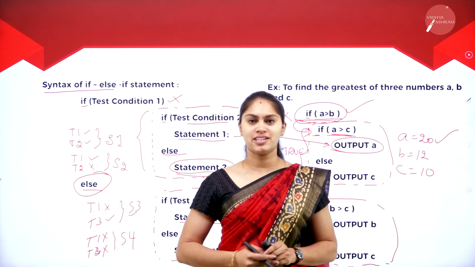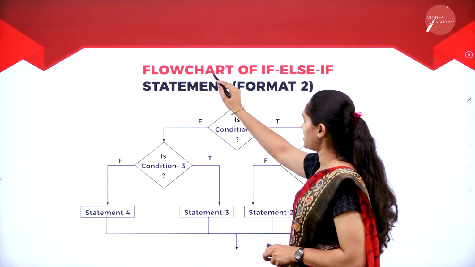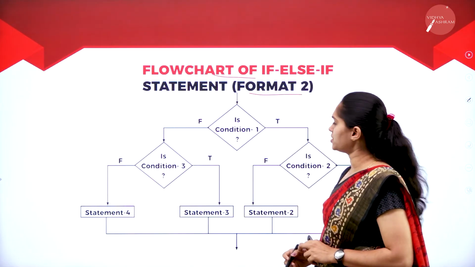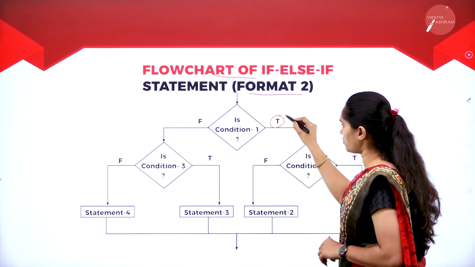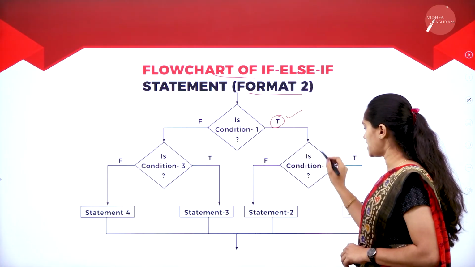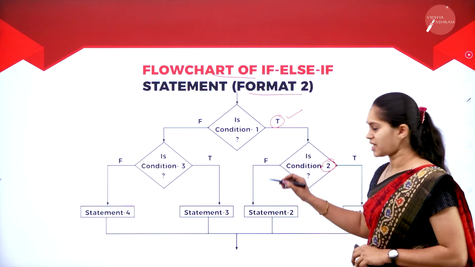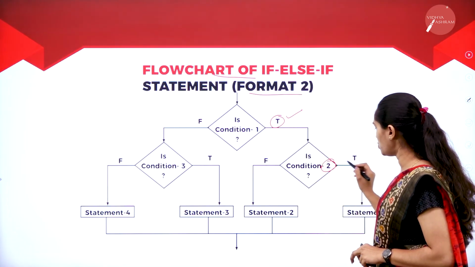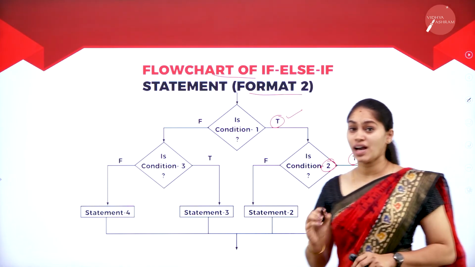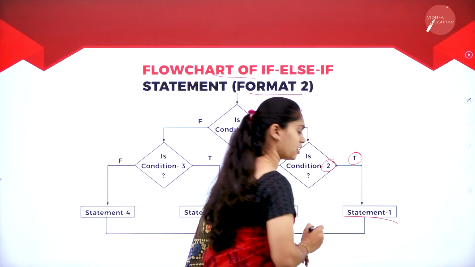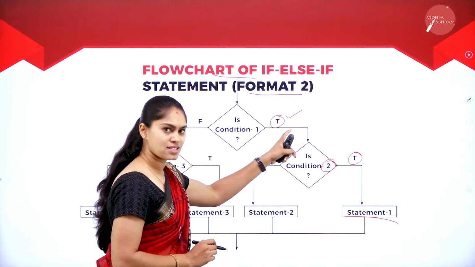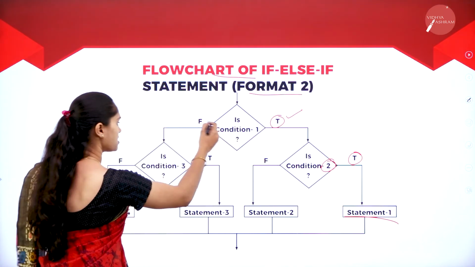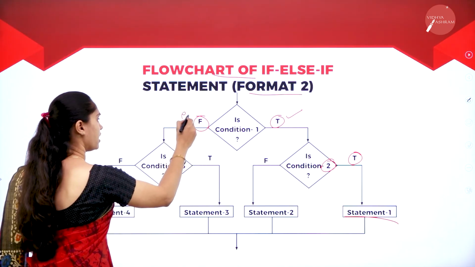So we'll see the flow chart of this one. Here you can see the flow chart of format 2. Here I have a test condition 1. If this test condition 1 is true, then it will check for the test condition 2. If test condition 1 and test condition 2 both become true, then we are going to execute statement 1. What if the test condition 1 is false, or is not true? Then it will come to the else part.